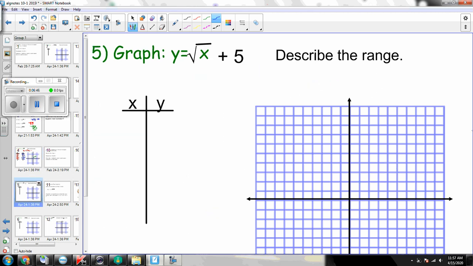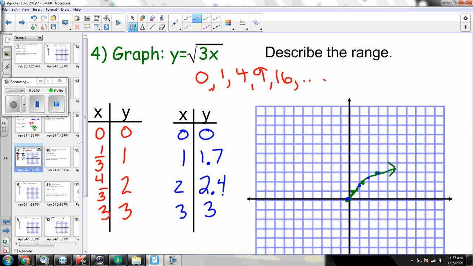All right, moving on to number 5. Oh, go back to number 4. I need to describe the range. Remember, the range are all of your y values. So what numbers could your y be? So here's our y-axis. Y can be any number greater than or equal to 0. So the range is all real numbers greater than or equal to 0.